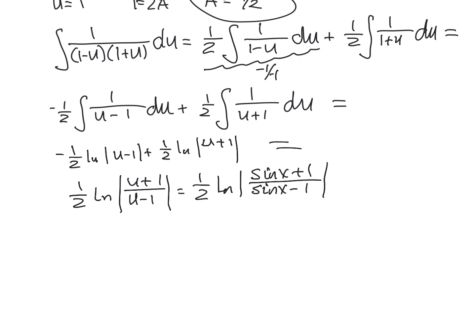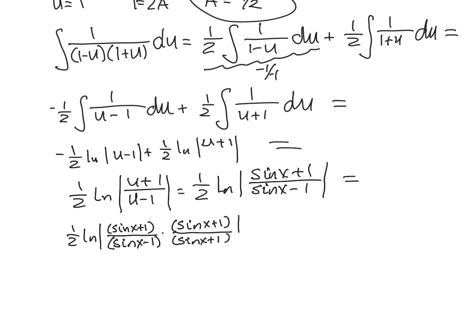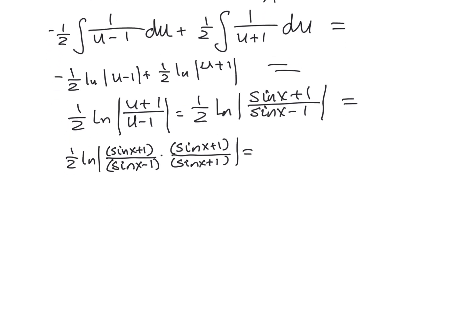It doesn't look like the answer. We know it's ln of secant plus tangent, so we want to make sure that that's equal. So we're going to take sine x plus 1 over sine x minus 1 and multiply it by the conjugate of the denominator in the form of 1, which is sine x plus 1 divided by sine x plus 1, all inside the absolute value. It's just a form of 1, nothing changes. That becomes 1/2 natural log absolute value of sine squared x plus 2 sine x plus 1 in the numerator over sine squared x minus 1. The middle terms cancel in the denominator.